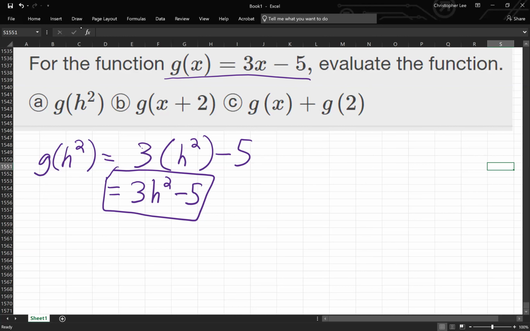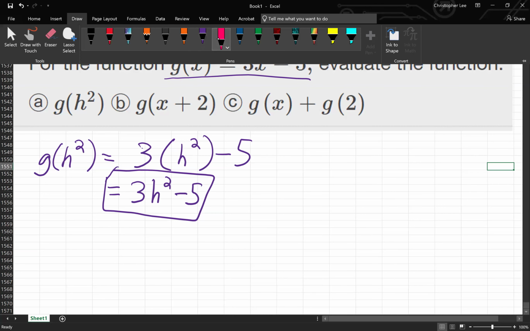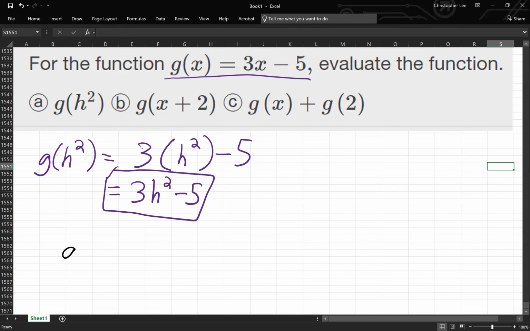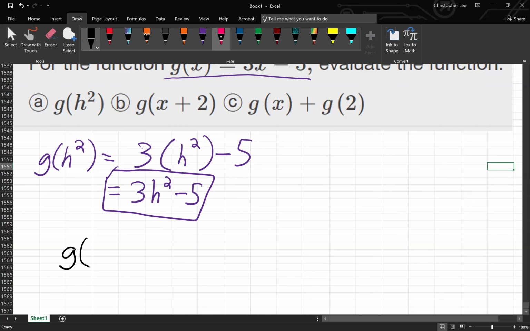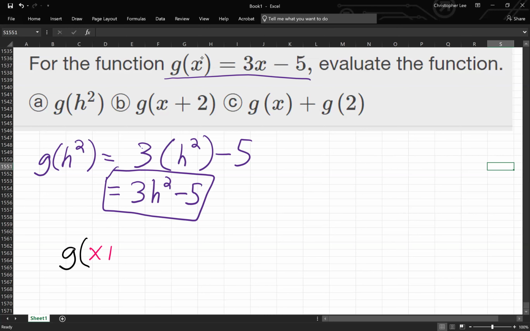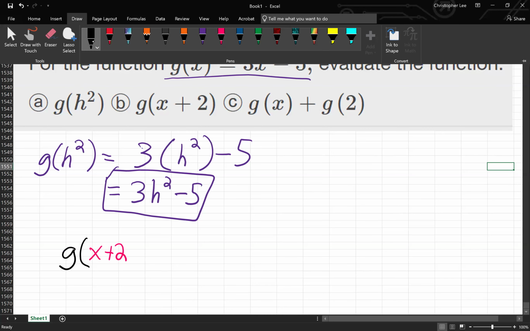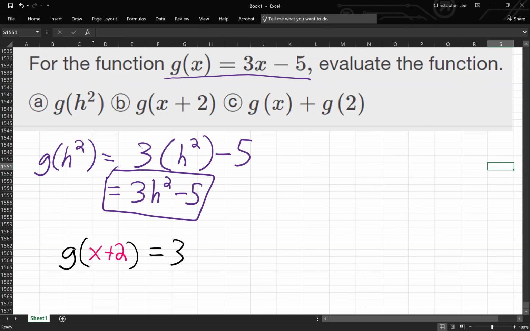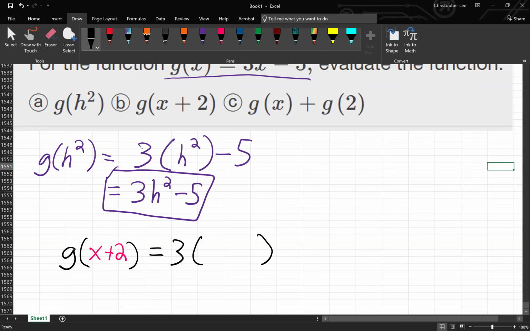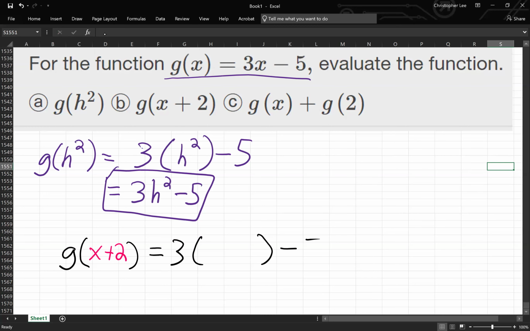All right, let's take it up a notch. This next one is going to be special. Matter of fact, I'm going to do this one in colors because I want y'all to get it. So this is g of x plus 2 is equal to 3 times the x plus 2, minus 5.